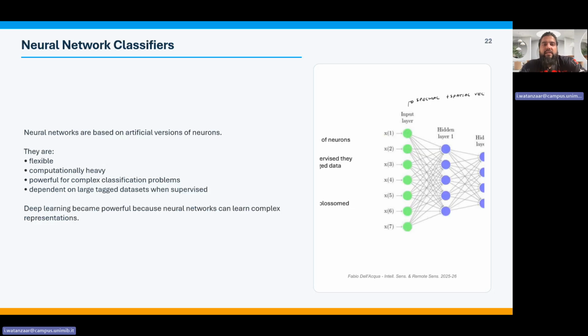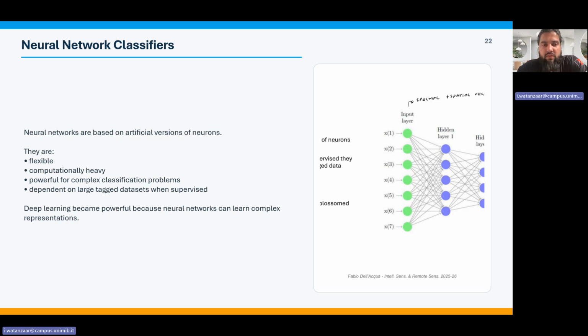Okay, now discussing the neural network classifiers. What are neural network classifiers? They are based on the artificial versions of the human neurons, and they are flexible, computationally heavy, and powerful for complex classification problems, dependent on large tagged data sets when supervised. So supervised learning is really dependent on large data sets which are tagged.